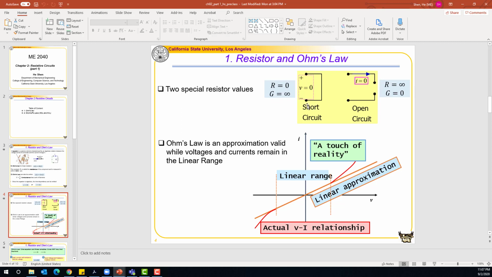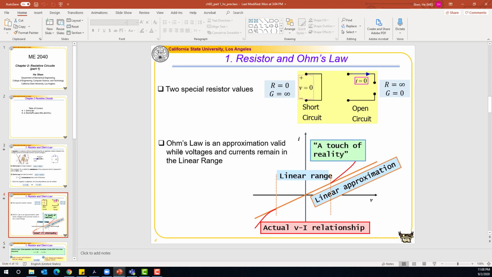And there are 2 special resistor values. The first one is a short circuit. In circuit analysis, when we draw a wire, we assume that it has no resistance. Or we can say R is equal to 0, or G is equal to infinity. Another special case is an open circuit, where there's no current flow through this branch. The resistance is equal to infinity and the conductance is equal to 0.